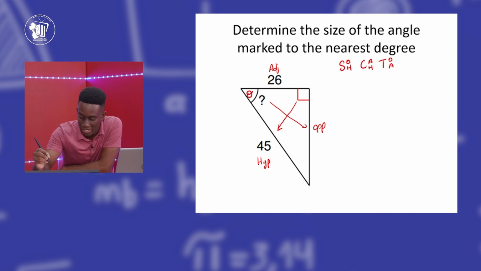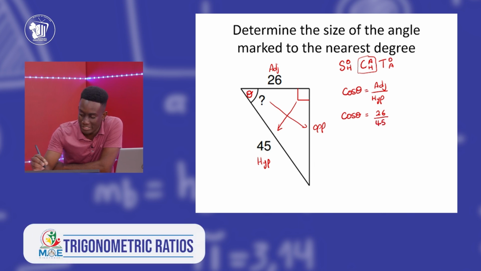So we see we are given the adjacent and the hypotenuse. So which one has the adjacent and the hypotenuse? So we see cos has the adjacent and the hypotenuse. So we can say cos theta is equal to the adjacent over the hypotenuse. So cos theta will be equal to the adjacent side, which is 26, over the hypotenuse, which is 45. So we solve for theta.